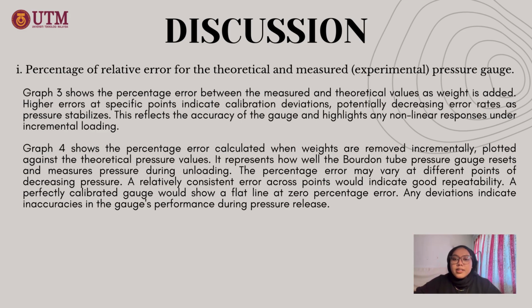A relatively consistent error across points would indicate good repeatability. A perfectly calibrated gauge would show a flat line at 0% error. Any deviation indicates inaccuracies in the gauge performance during pressure release.